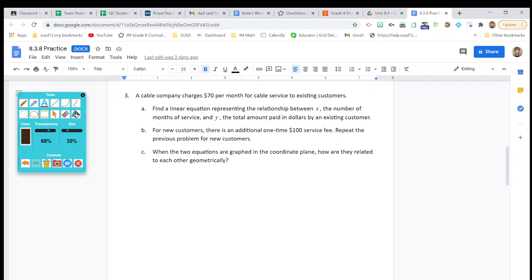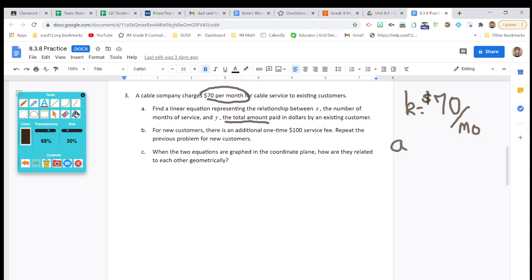A cable company charges $70 per month for cable service to existing customers. Okay, got it? So that's already going to tell us a rate in the problem. Some rate of $70 per month. Find a linear equation representing the relationship between X, the number of months of service, and Y, the total amount paid in dollars by an existing customer. So this is not the monthly amount paid, this is the total amount paid. Like if you've had your service for 10 months, how much have you paid altogether?